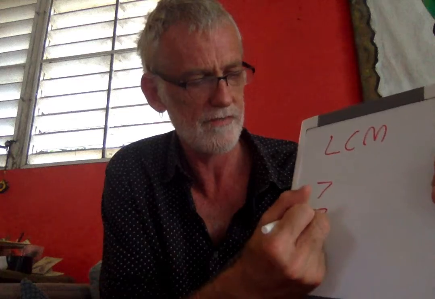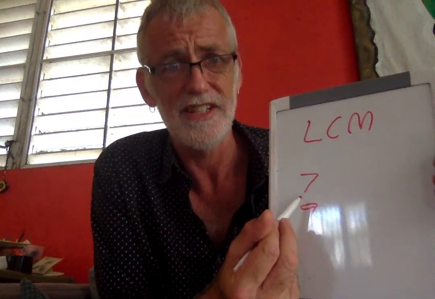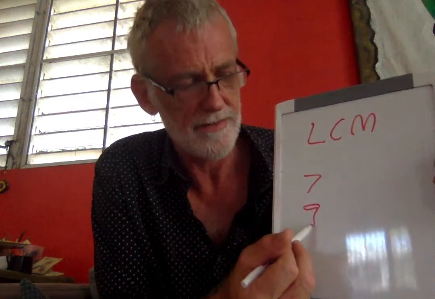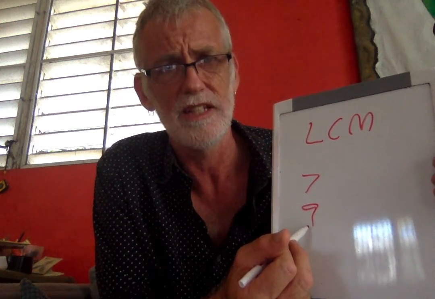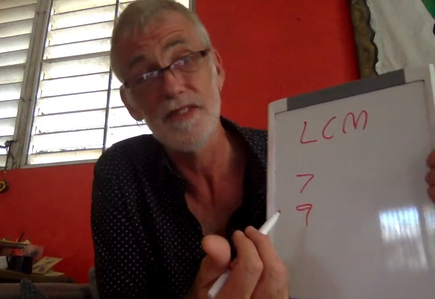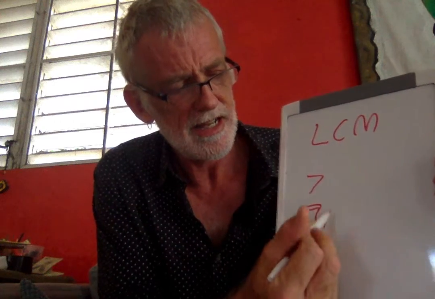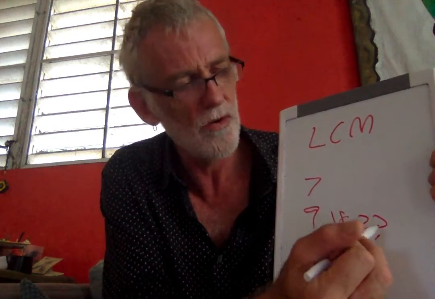Sometimes 7 and 9. 7 is not a very easy number. It doesn't go into lots of stuff. 9 goes into only things that have 9s in it. Same as 7s, really. So anyway, 9, 18, no. 18, 27, no. 36, no.